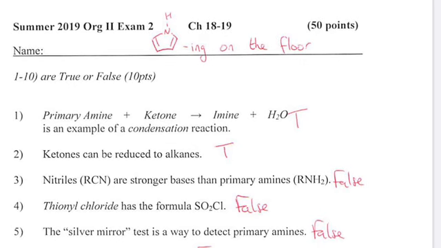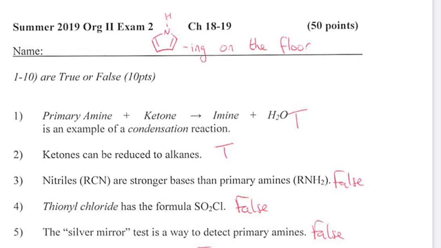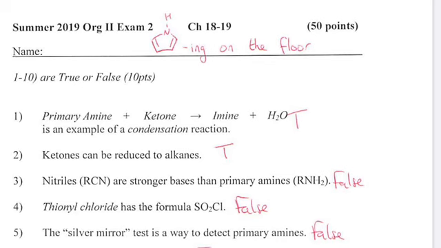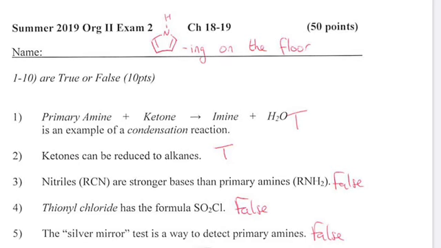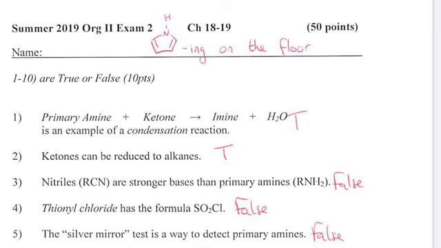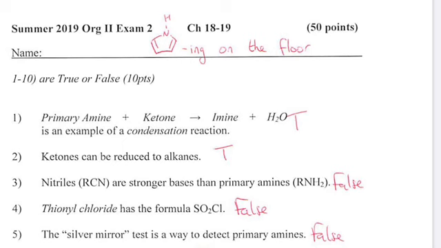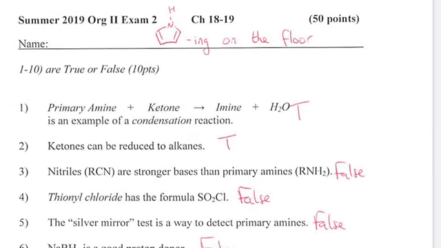If a question is false, it's also beneficial to know why it's false and how you could make it true. Question 4: thionyl chloride has the formula SO2Cl. Again, you can just look in your reagent sheet and see that thionyl chloride does not have that formula. You should look to see what that formula is. Of course, I was being devious and put one that's very similar, but this is to encourage you to pay attention to detail.